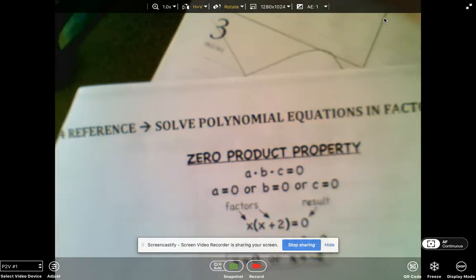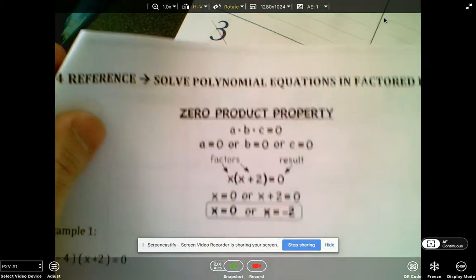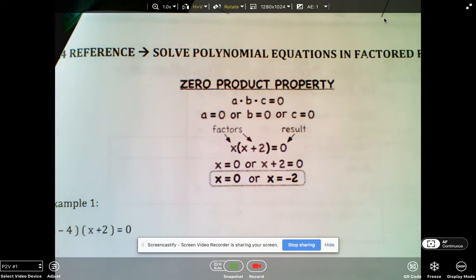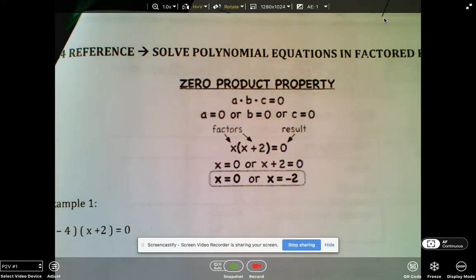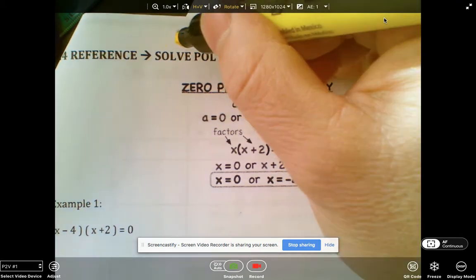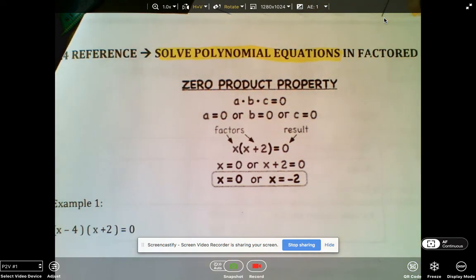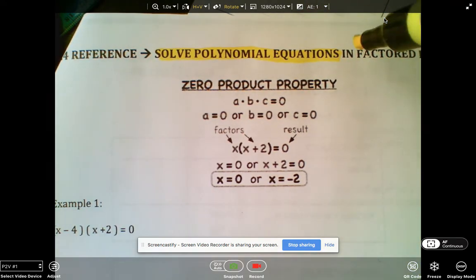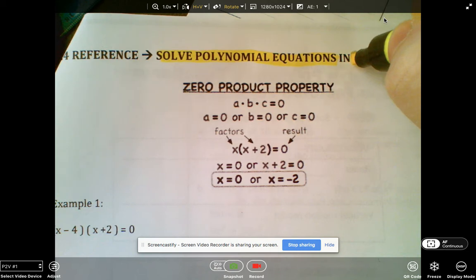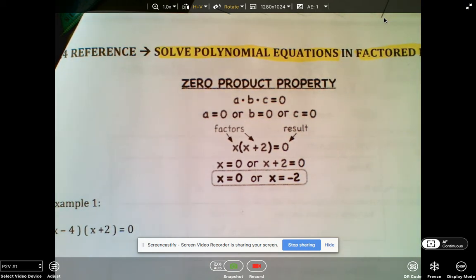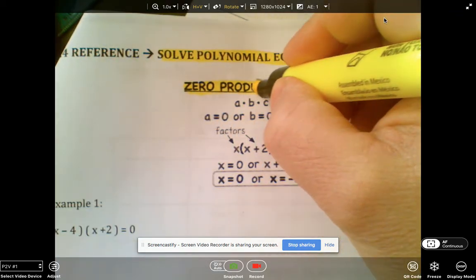All right, so in today's video reference, we're going to be solving polynomials. In the last sections, we went through and we were able to add, subtract, and multiply polynomials, but now we're going to take polynomial equations and we're going to be able to solve them. But first, we're going to have to do something called factoring. The way solving polynomial equations works is basically all based on this property called the zero product property.